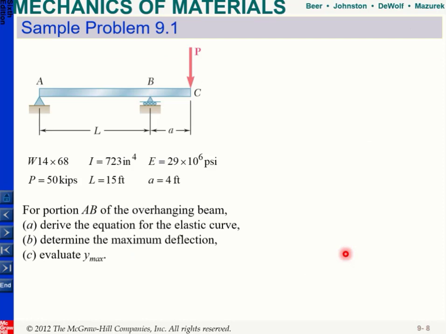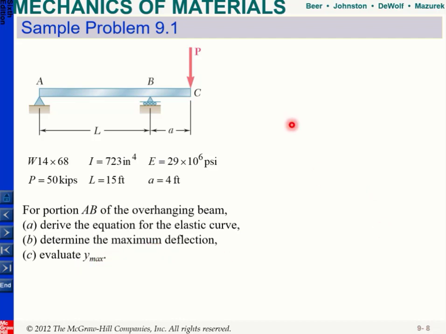So this is the first example. I have this beam, or hanging beam, and I apply a P at point C. The cross-sectional properties are given, so I can find my I. The modulus is given, P is given as 50 kips, the length and a, and everything is given. So what I want to do is derive the equation for the elastic curve, and determine the maximum deflection.